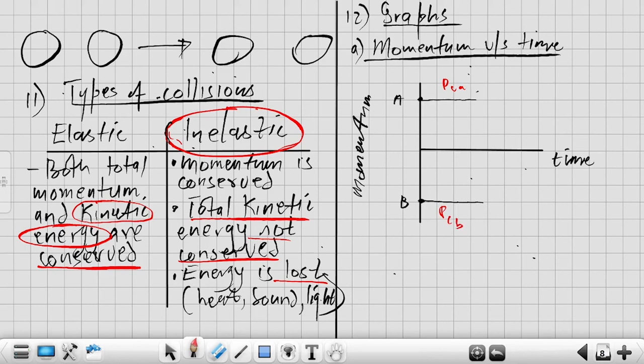But are they moving in the same direction? No, they are not moving in the same direction, because remember we said momentum is a vector quantity. So this one is moving in a positive direction. This one is moving in a negative direction. So it can be left or right, but we definitely know that they are not moving in the same direction. Then what else can we say about this graph? This part here will represent the collision. So that part is during the collision.